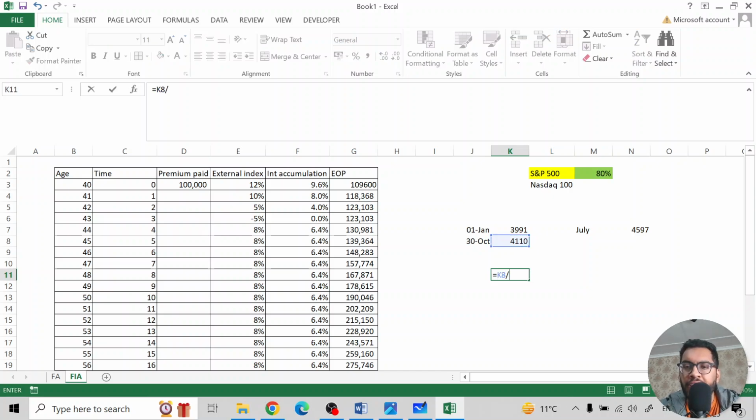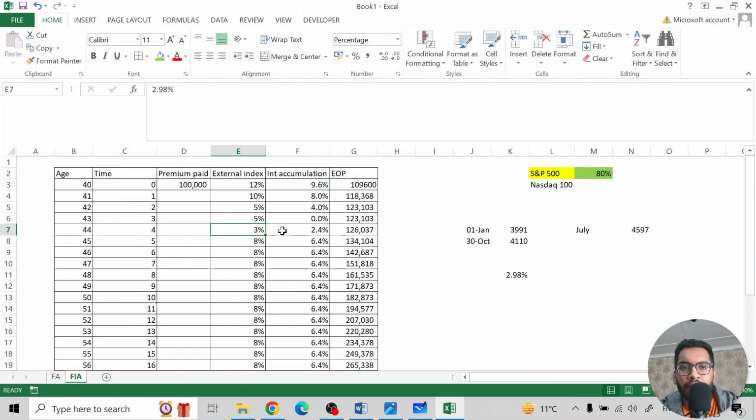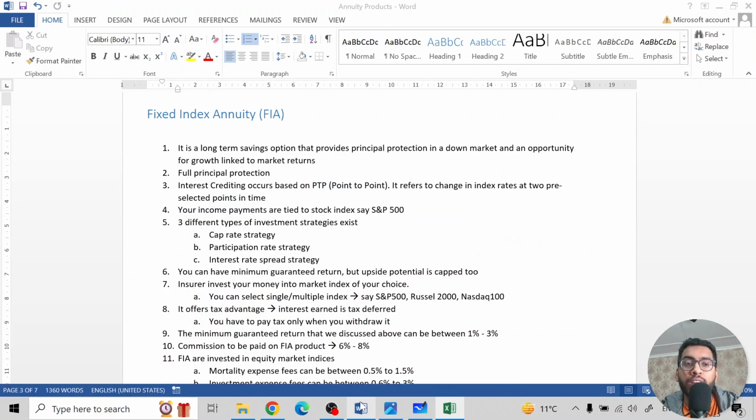So what will be the return I am achieving at this point of time? That is 2.98%. So I am going to accumulate your balance. So this 2.98% will be over here. Basically, you can say this is 2.98%, and then 80% I am going to give you. So that will be 2.4%, and that is what you are getting. So that is the meaning of interest crediting occurring on a point to point basis.